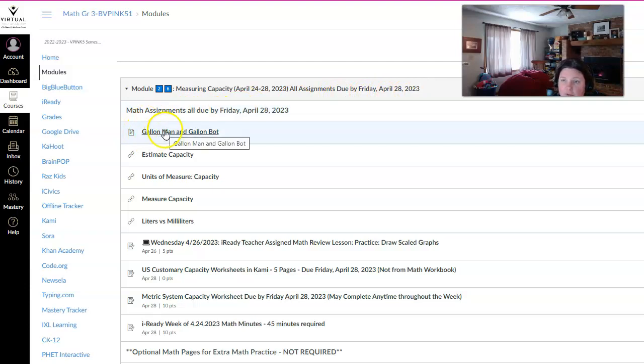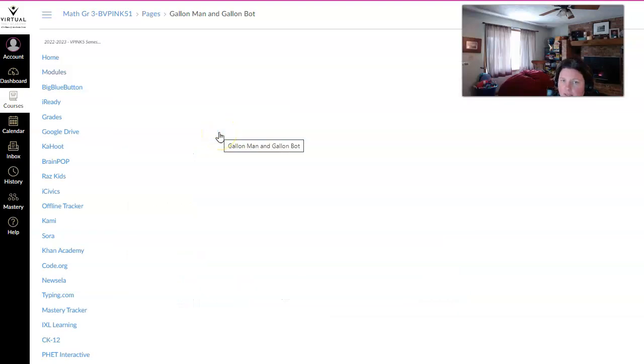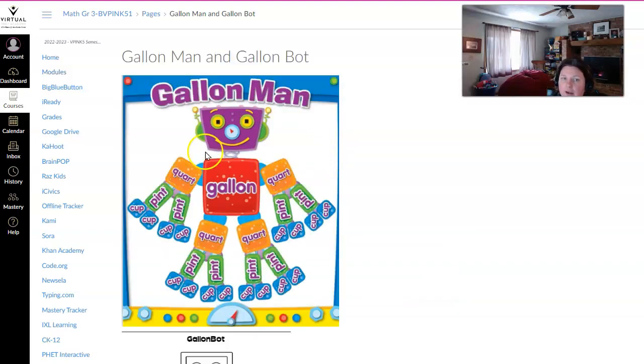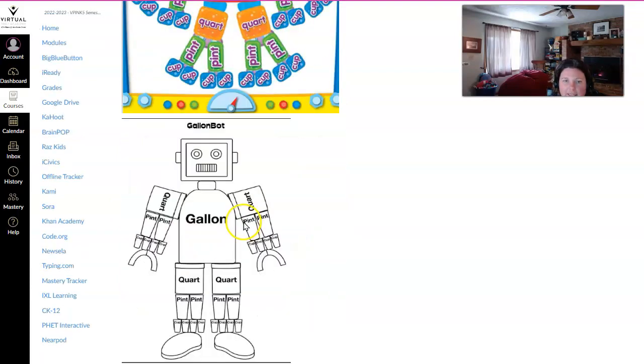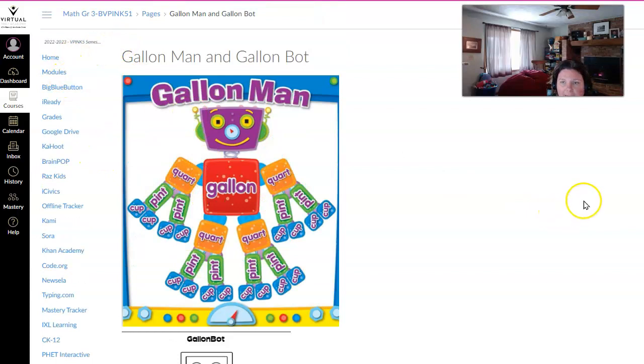The first thing isn't actually an assignment, it's just a picture of Gallon Man, which shows 1 gallon contains 4 quarts. 1 quart contains 2 pints. 1 quart also contains 4 cups. Use Gallon Man and Gallon Bot this week to help you with your capacity.